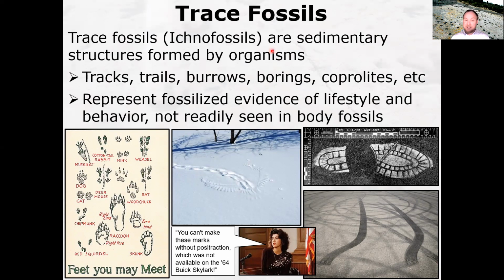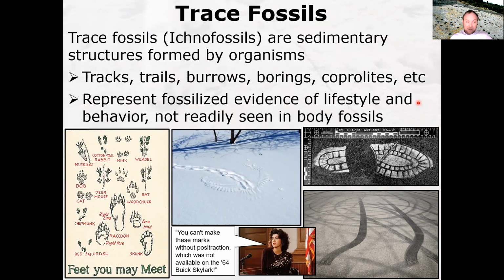But trace fossils, again, are things like tracks, trails, burrows, borings, coprolites, which again are fossilized feces, and they represent evidence of their lifestyle. They reference things like behavior, things that we often don't get to see if we're only looking at the hard parts. So we're all pretty familiar with this general concept, and forensic scientists actually use things like this a lot too.